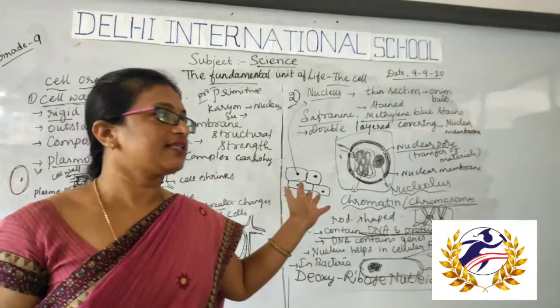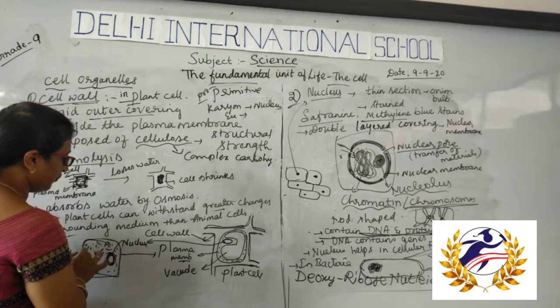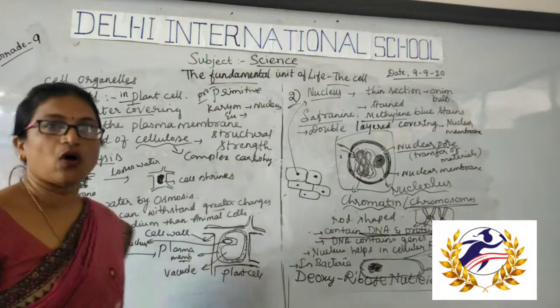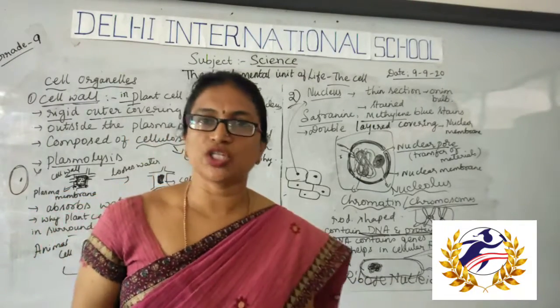Still more cell organelles are there, like cytoplasm, endoplasmic reticulum, mitochondria. So many cell organelles are there. We will see one by one in the future classes.